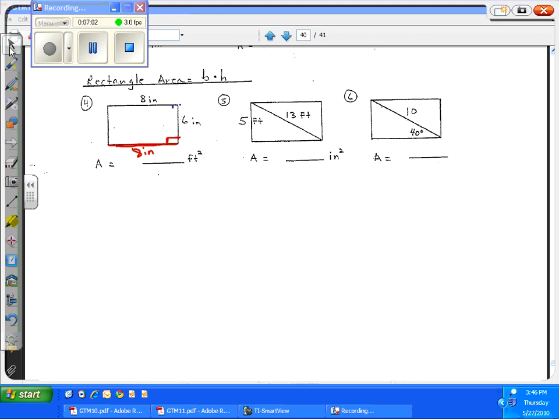The height is how tall something is from top to bottom, so the height is there. Our formula for area, again, was base times height. And so we get area equals base, which is 8 inches, times height, which is 6 inches. When you multiply the numbers, and you multiply the names, you get a new name, and when you multiply with like bases, you add the exponents.